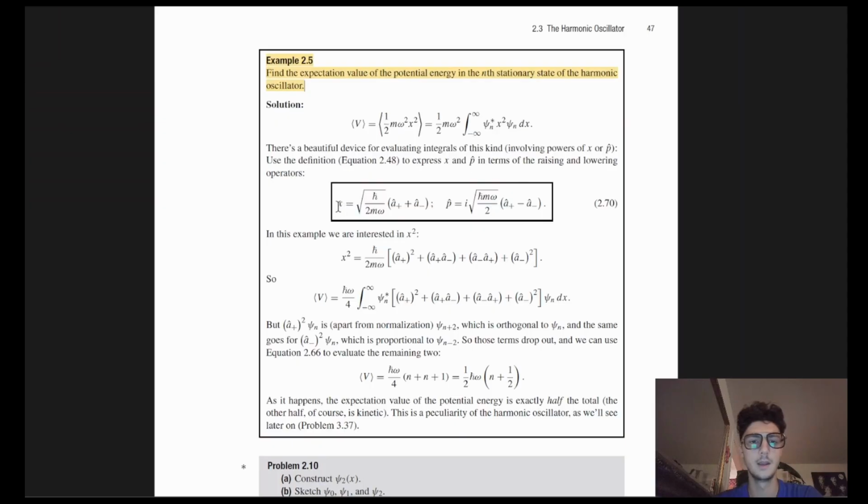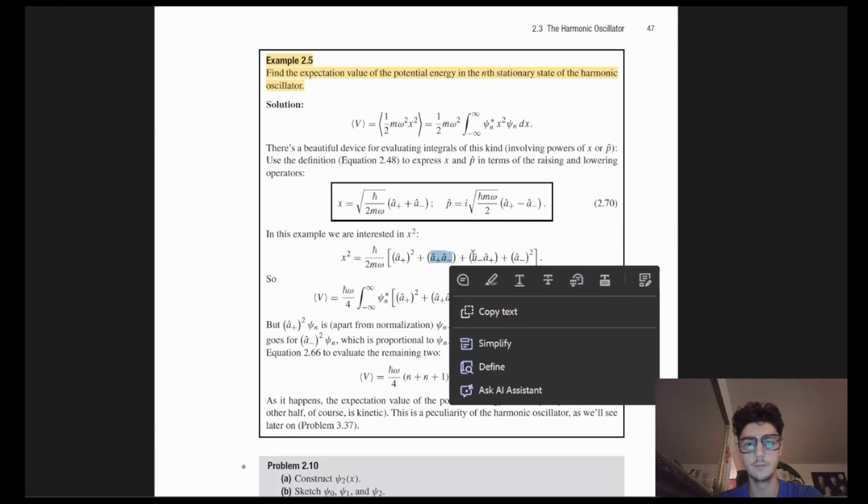Let's highlight it. Because instead of doing this integral, you can instead replace this x, in this case x squared, with this kind of thing, and it works out to be way more simple. In this example, we are interested in x squared, so we basically square this whole thing. The square root gets removed. This thing gets squared, so you just expand it. X squared here, in this case this one squared, and then plus this. Remember, the order of these matters.